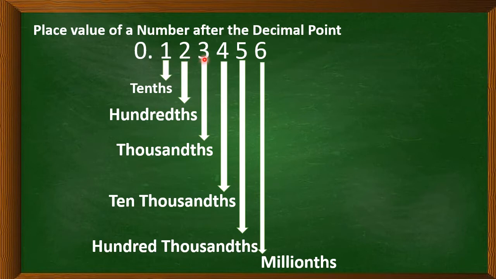Why? Because with this, we are going to base our denominator. If the place value is tenths, then the denominator of a fraction is 10. If the place value of the last number after the decimal point is on the hundredths place, then the denominator is 100, while 1000 if the place value of the last digit after the decimal point is thousandths.